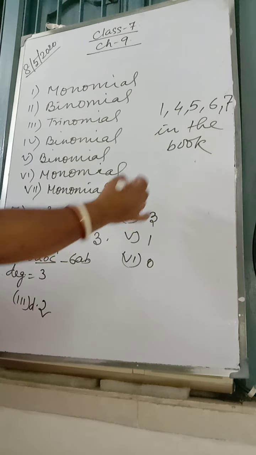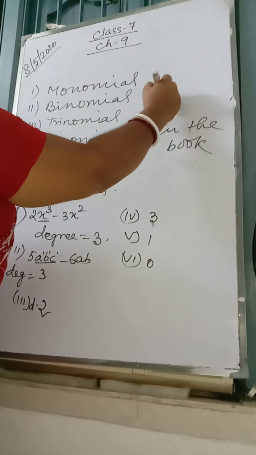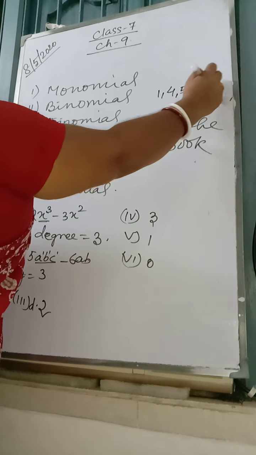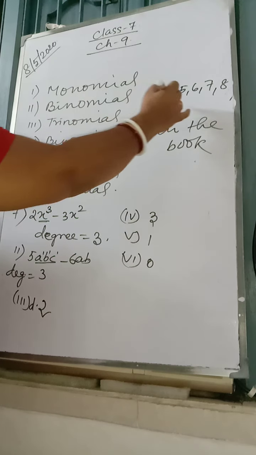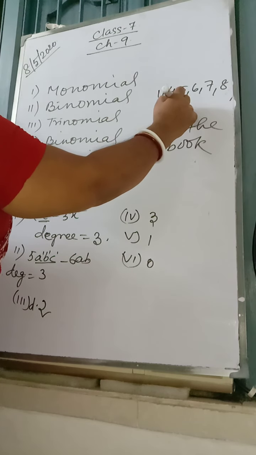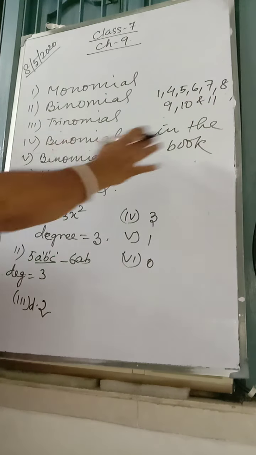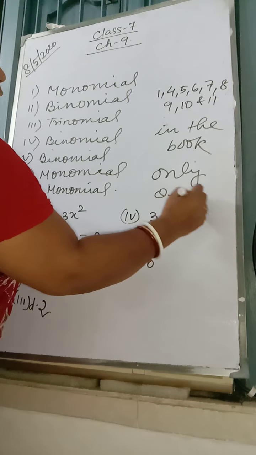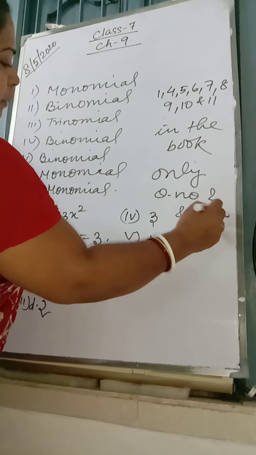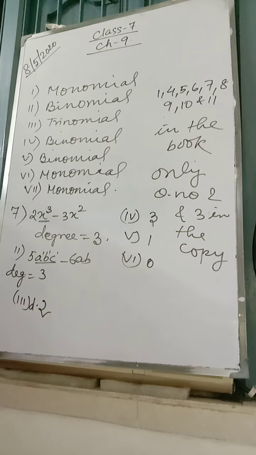Like terms: if the variables are equal, they are called like terms. So 1, 4, 5, 6, 7, 8, 9, 10 and 11. Everything in the book, except 2 and 3. Only question number 2 and 3 in the copy. Done. And others in the book. This is, we have done 7.